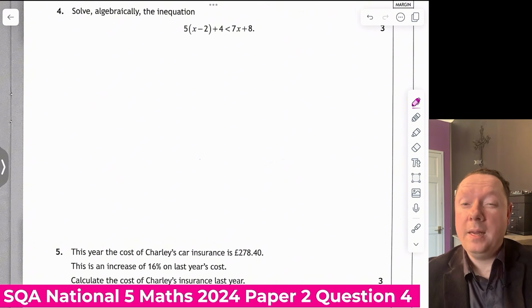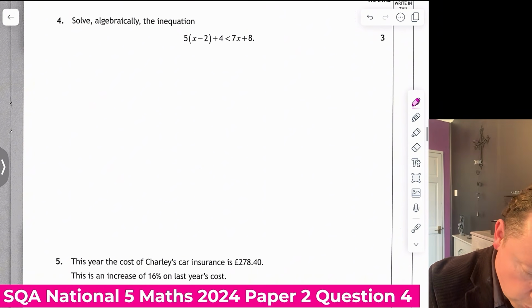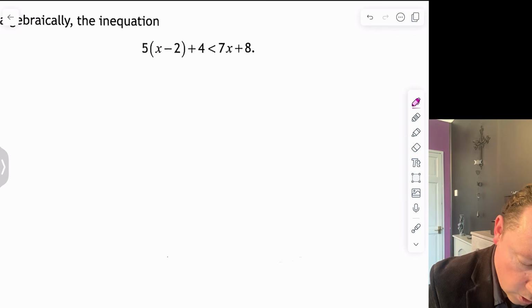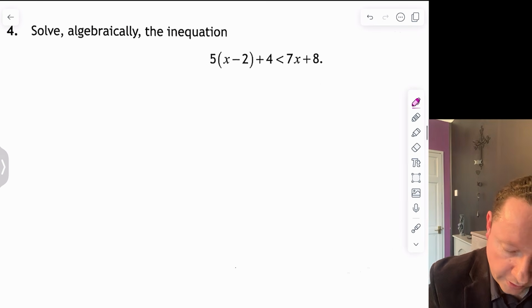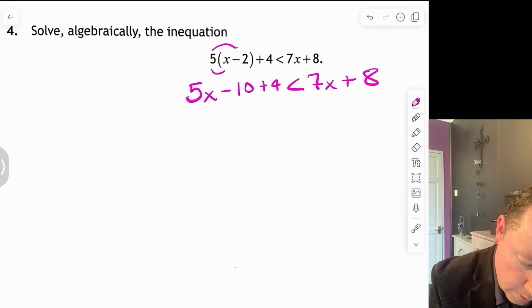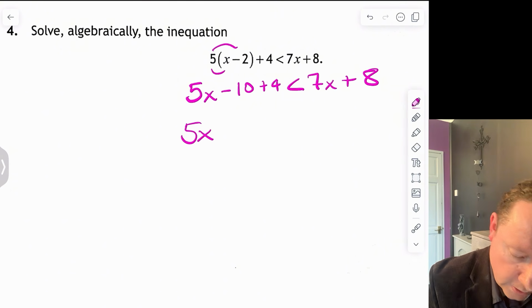That's 2024 Paper 2, Question 4. Solve the algebraic inequality. So I've got 5 times (x minus 2) plus 4 is less than 7x plus 8. So expand the bracket. I'm not going to use a box for this one. 5x, 5 times minus 2 is minus 10, plus 4 still, less than 7x plus 8. Collect like terms: 5x minus 10 plus 4 is minus 6, is less than 7x plus 8.